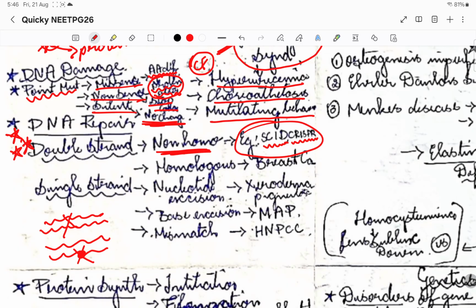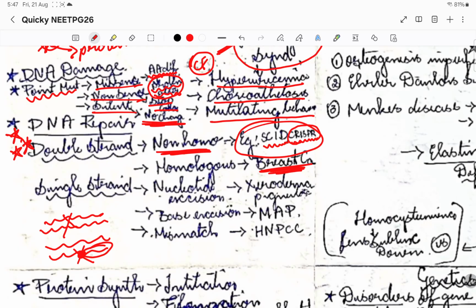Okay, non-homologous end joining repair. Okay, the end joining repair defect is what we are using as a technology. See, this is the technology that we are using, so that is why these two examples are important. Whereas in homologous repair, breast cancer is the example. Then coming to single strand repair, I told you, right, the single strand is there.